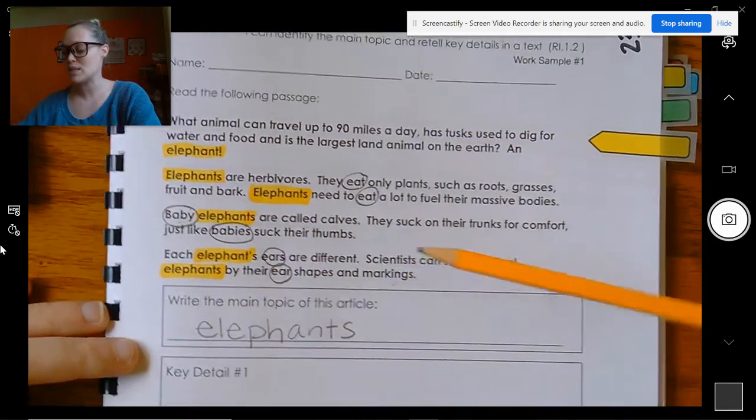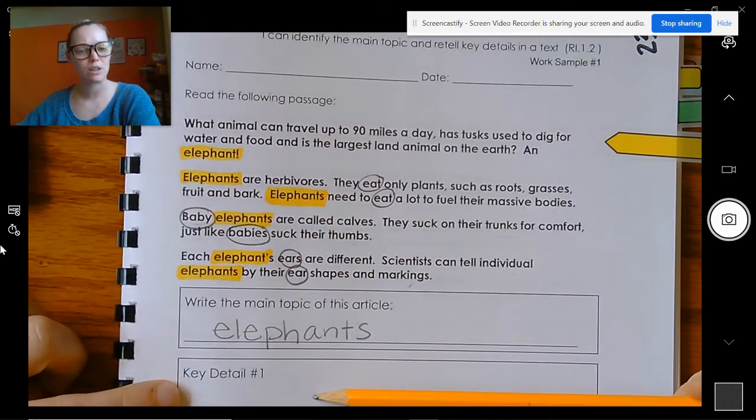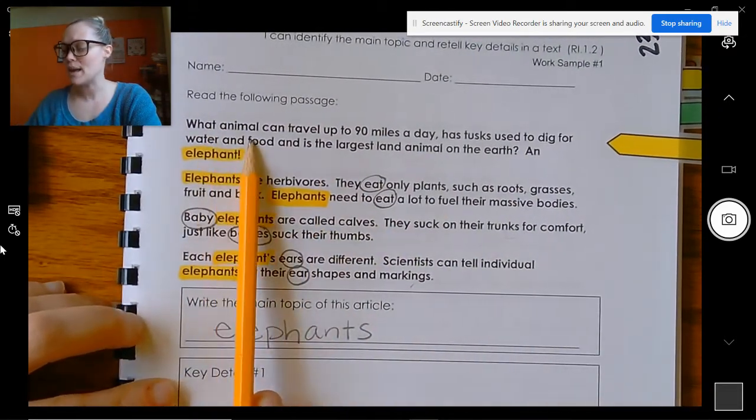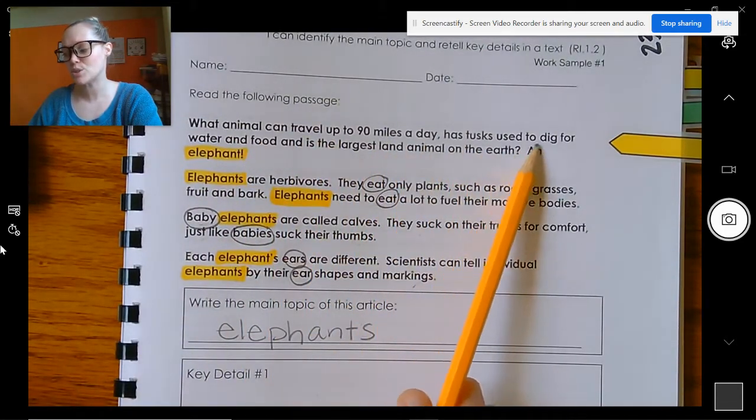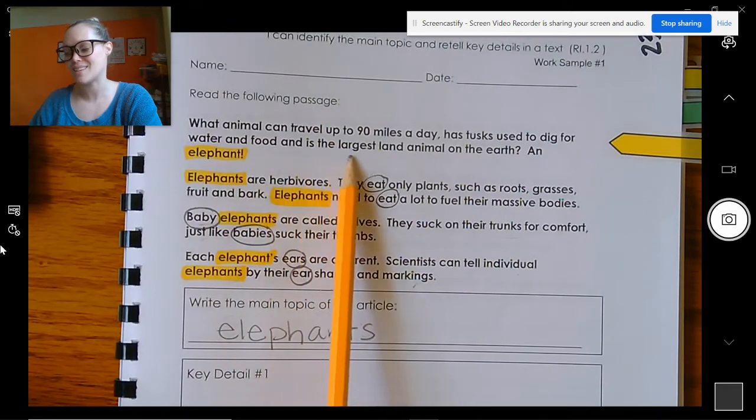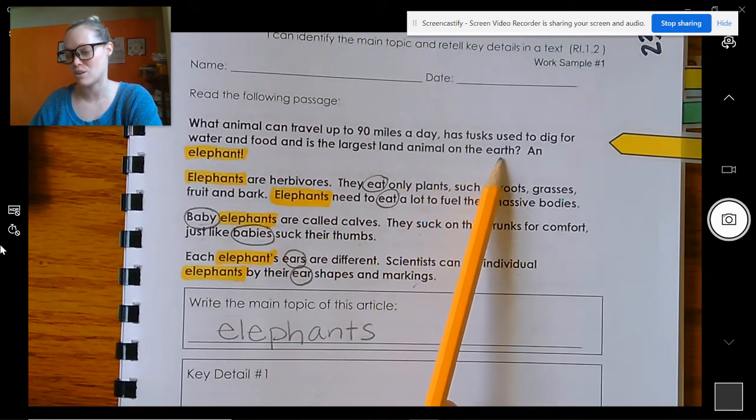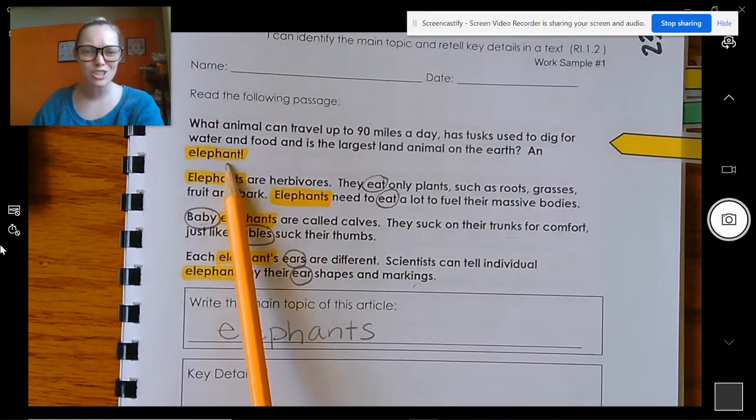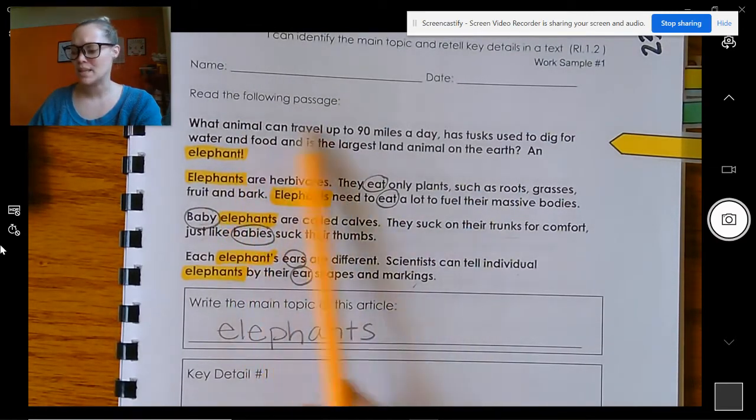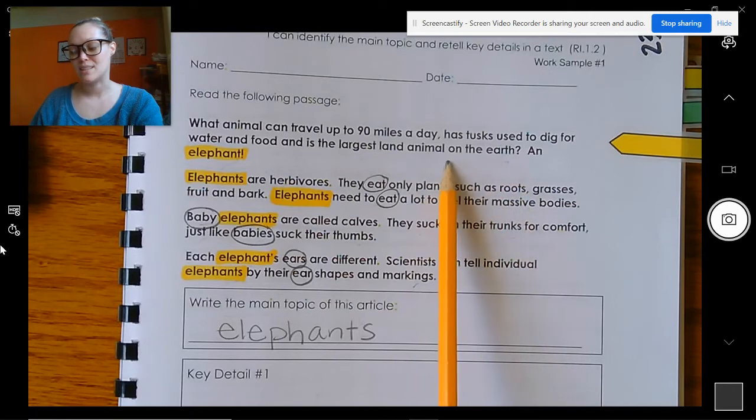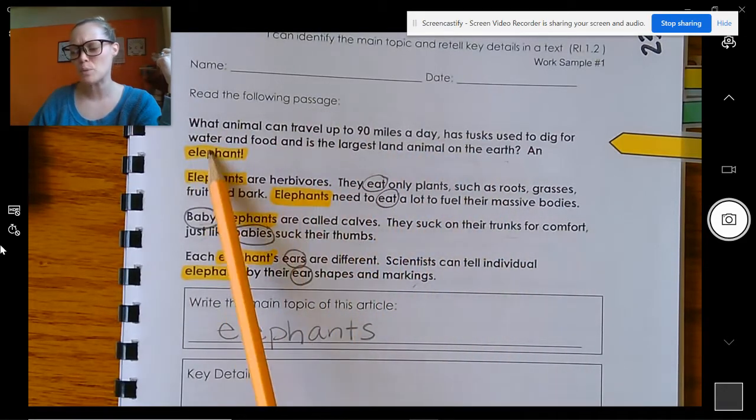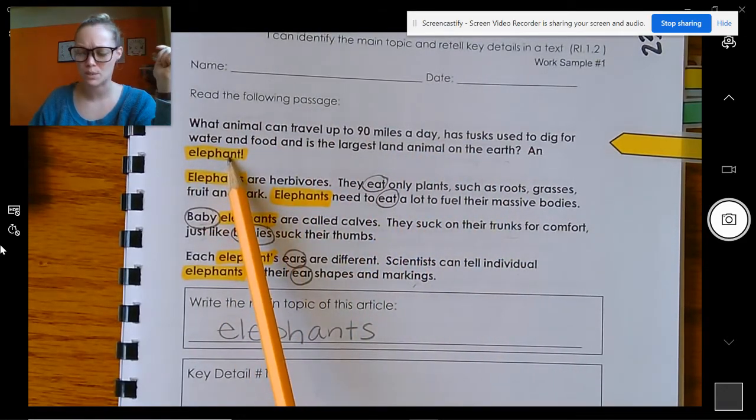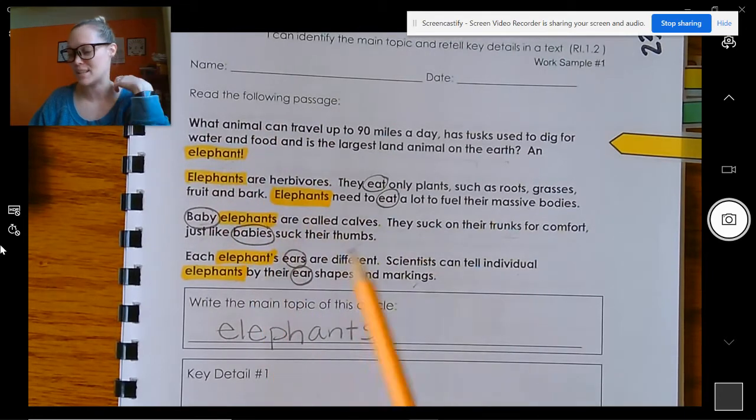So I'm going to go through and read this, and let's think about what our first key detail could be. What animal can travel up to 90 miles a day, has tusks used to dig for water and food, and is the largest land animal on the earth? An elephant. That's just their topic. It's like their topic sentence, and it's a question type of topic sentence. We learned about asking questions. So this part we're not going to look for key details in this part. This is just their introduction or their topic sentence.